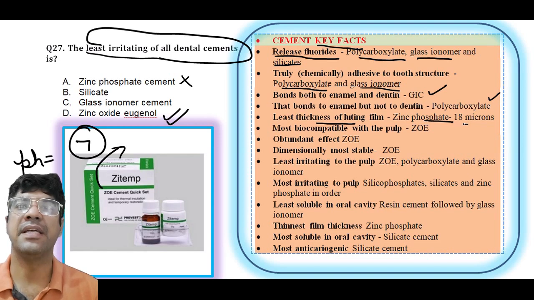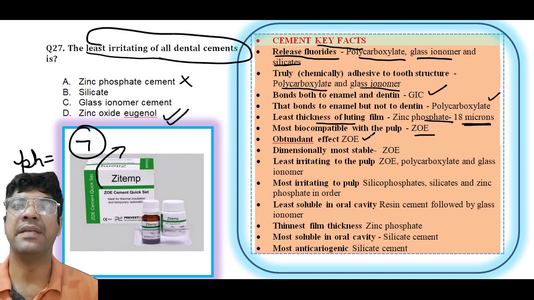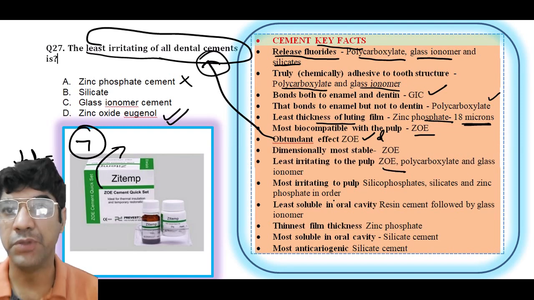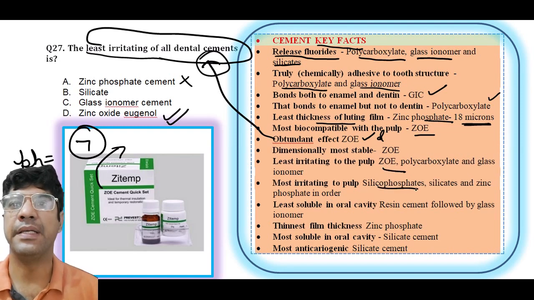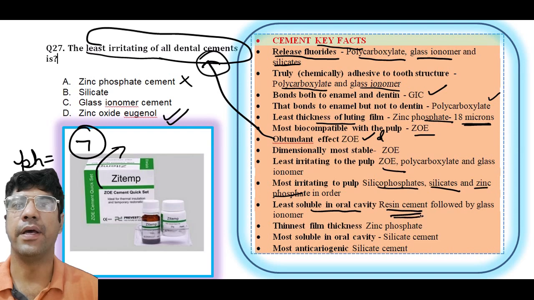Cement with the least thickness is zinc phosphate, and its luting thickness is 18 microns. Most compatible with the pulp is zinc oxide eugenol cement. Cement that has an obtundant effect is zinc oxide eugenol. So that's why it's the least irritating of all the cements. The cement that is dimensionally more stable is zinc oxide eugenol. Least irritating to pulp is zinc oxide eugenol. Most irritating to pulp is silicophosphate, silicates, and zinc phosphate, in that order.